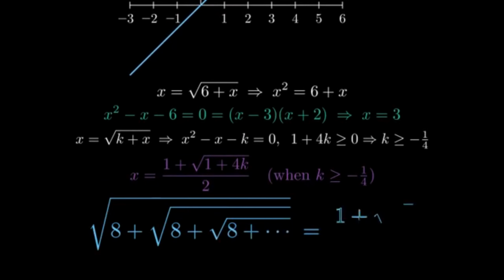So there you have it, the infinite nested radical. The square root of 8 plus the square root of 8 plus the square root of 8, and so on, equals exactly 1 plus the square root of 33 over 2.